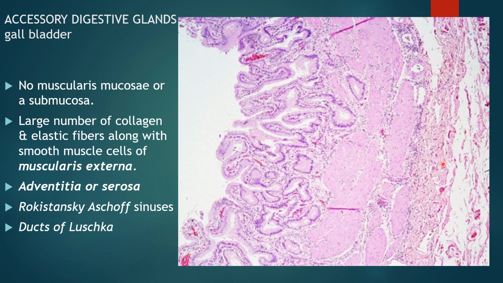where it is serosa. In addition to this, there are diverticula of the epithelium present in the lamina propria, giving a false appearance of glands in the lamina propria, and these diverticula have been given a special name, the Rokitansky-Aschoff sinuses. In addition to this, sometimes the gallbladders also have ducts of Luschka, and these ducts of Luschka are actually accessory hepatic bile ducts which connect the gallbladder to the right lobe of the liver.